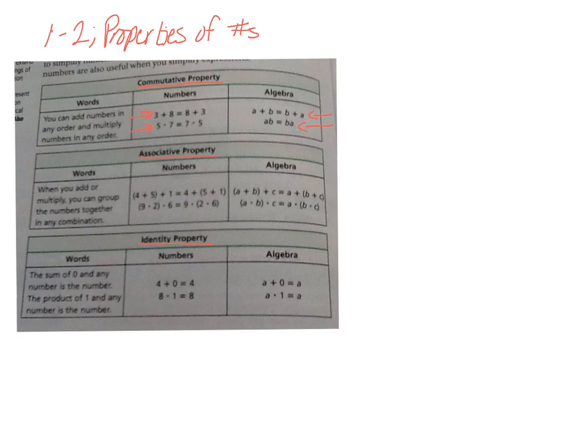Same when you multiply. The identity property is probably the easiest one out of all of them. And what that says is when adding, if you add 0 to a number, the number stays the same. So 4 plus 0, right here, is 4. And it says when you multiply any number by 1, it stays the same. So 8 times 1 equals 8. So those are the main things about those.